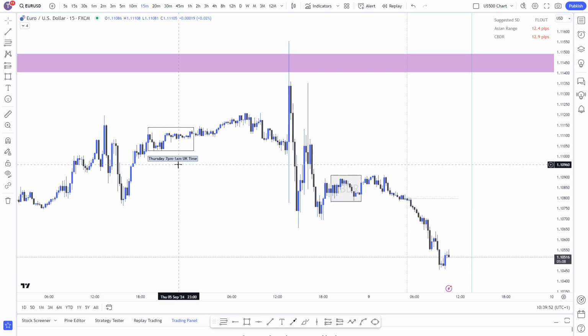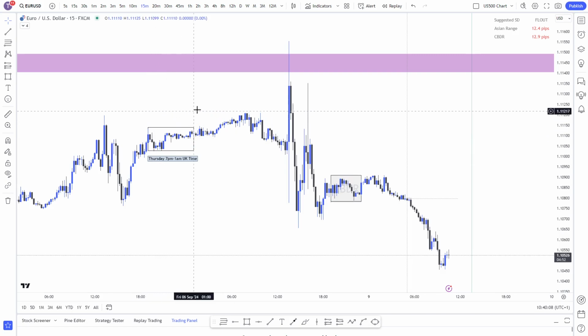I want to point your attention to Thursday between the hours of 7 p.m. and 1 a.m. UK time. This is the price action that this algorithm is referring to, which is going to be utilized in order to find the next day's range.